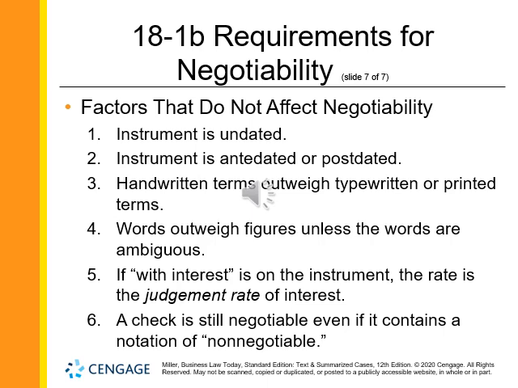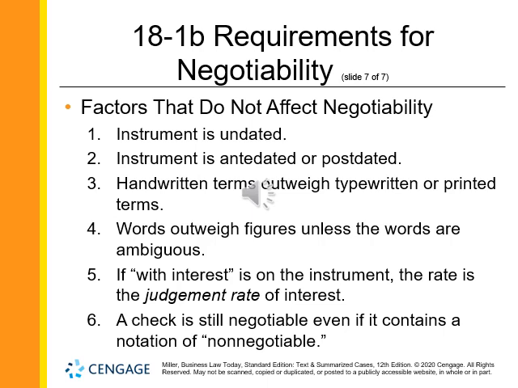Words outweigh figures unless the words are ambiguous in and of themselves. So if you have a check and the check has in numbers $100, but in the actual payment line you have written out one thousand and no hundredths dollars, the words one thousand are going to outweigh the figures of 100, and your check will be negotiable for $1,000 as a draft rather than for just 100.